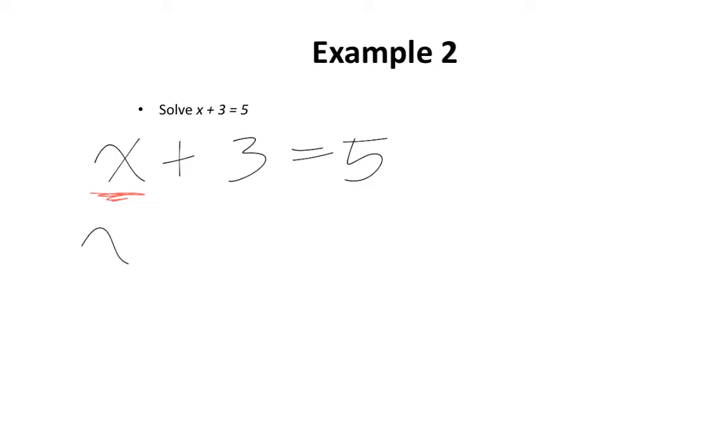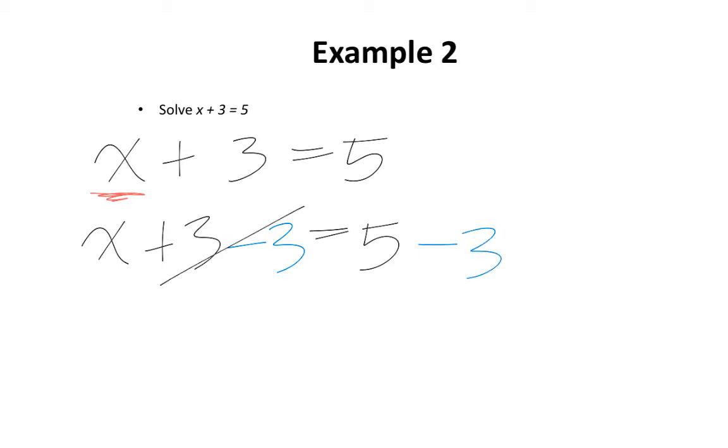So that becomes x plus 3 subtract 3, which is equal to 5 subtract 3. The plus 3 subtract 3 cancels out, which leaves us with x, and 5 minus 3 is 2. Therefore, x is equal to 2.